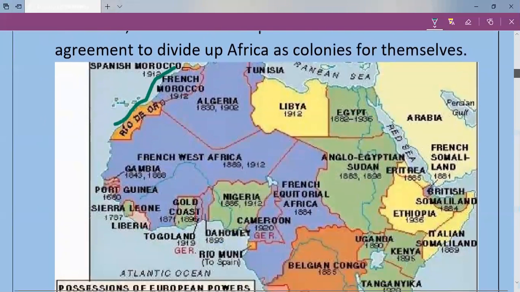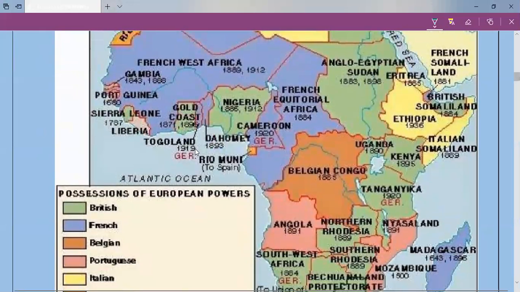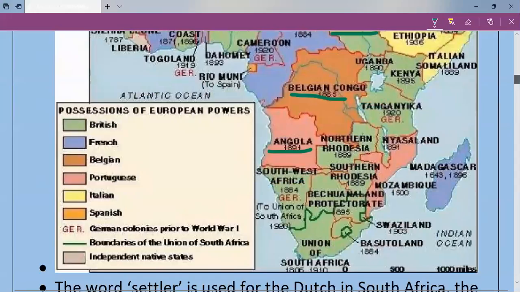And various European powers divided African countries among themselves. They made agreements and they divided African countries among themselves. So you can see here, some of the regions were established by the British, the green region, then the blue region by the French, French West Africa, then Belgium, Belgian Congo, then the Portuguese had countries, then Italy had countries, and the Spanish had countries, so many. Then German territories were there.